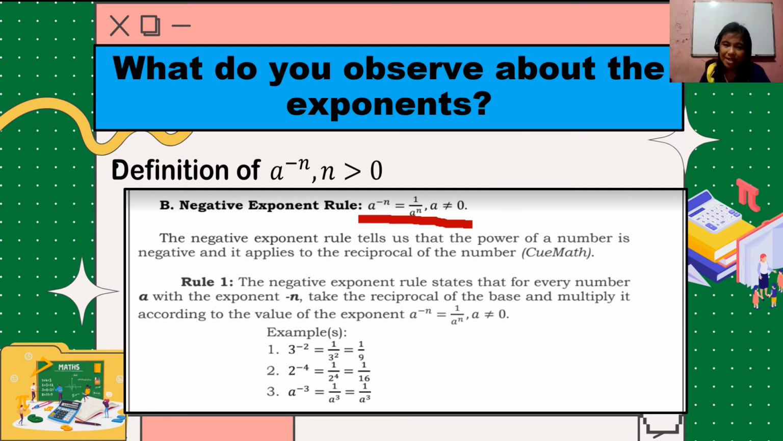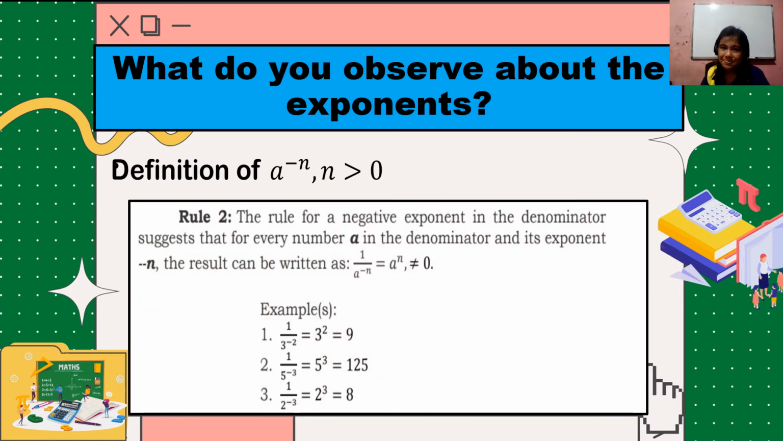Okay, meron tayong mga examples dito. 3 raised, ito yung binigay ko na kanina, di ba? So, 1 over 9. Tapos, 2 to the 4th, naging positive siya pag nailipat mo na siya. Okay? So, kung nasa taas, baba mo lang. Okay? Lagyan mo ng 1.